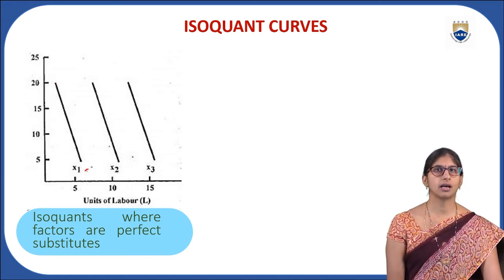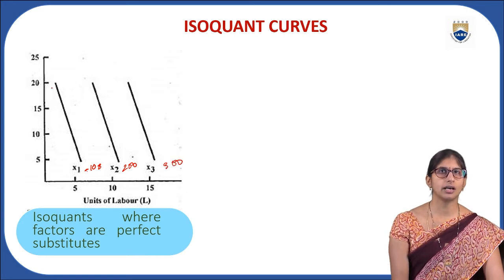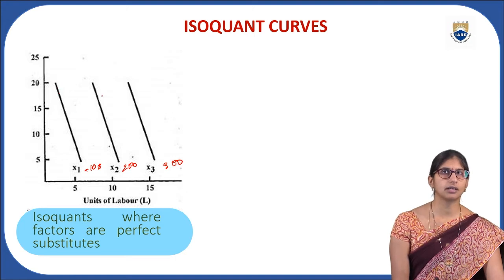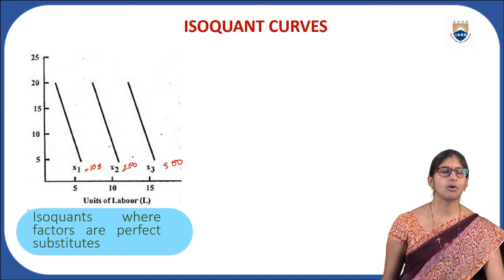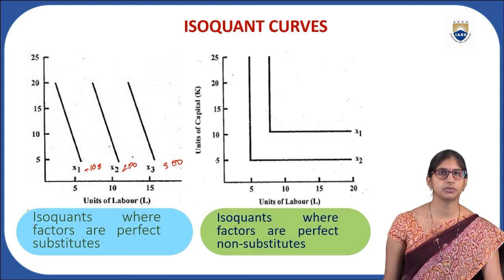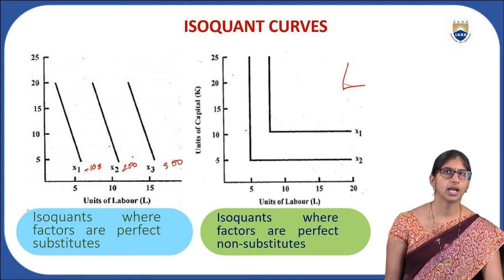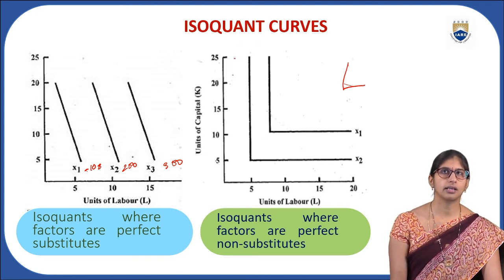Here x1 represents, let us say, 100 units of production, x2 represents 200 units of production, x3 represents 300 units of production. We can see in these isoquant curves the input factors are perfect substitutes. When both are perfect substitutes, our curves are slanting lines like this. Now, for isoquant curves where the factors are not perfect substitutes, our isoquant curves look like an L-shaped curve.